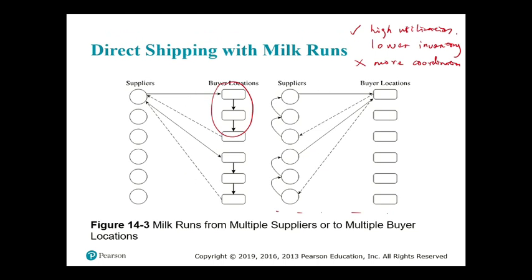What is the arrow in the dotted? The return. Oh, return of the truck with a possibly empty load.